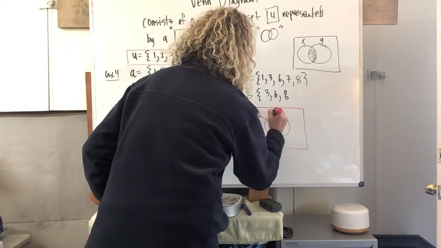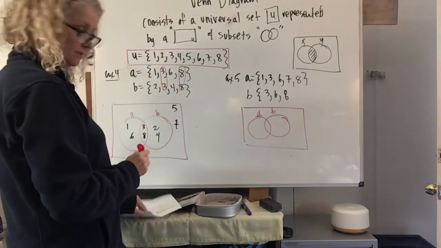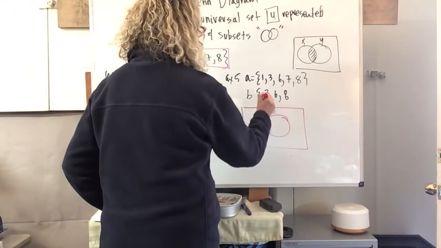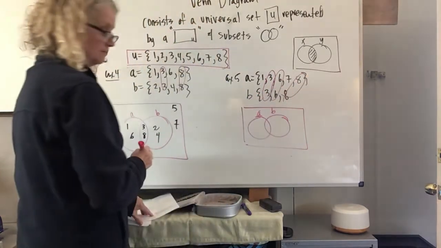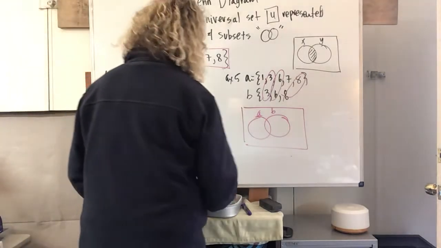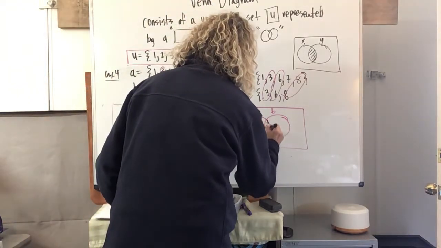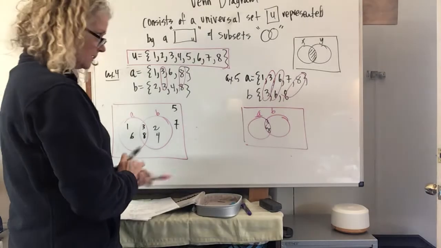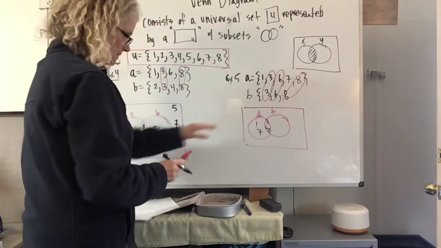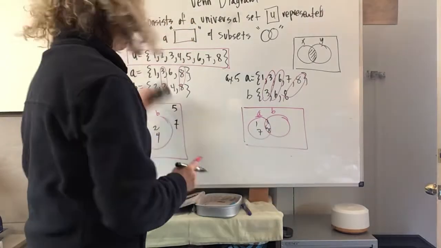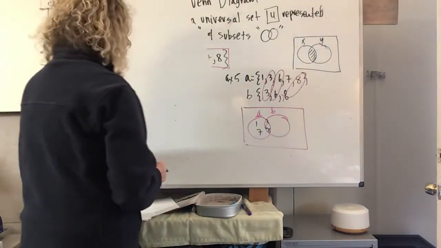Be sure to label which is A and which is B. And looking at this, we can see 3, 6, and 8 are in both. And then if you look, we can see in set A, there is also a 1 and a 7. Now notice there are no members of set B alone.